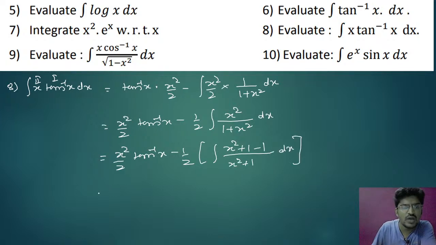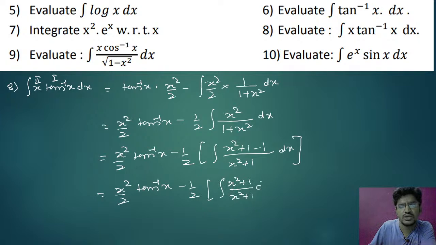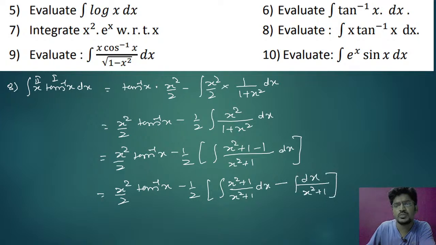Now you see how I can write these terms. That will be x square by 2 tan inverse x minus 1 by 2 times integration of x square plus 1 divided by x square plus 1 with respect to dx, minus integration of dx divided by x square plus 1.